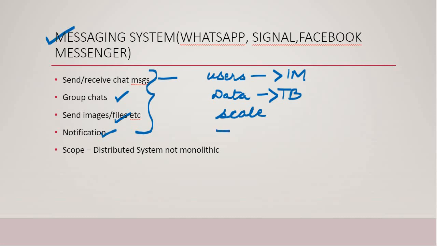Then there will be other factors like responsiveness. Minimum latency should be there when you are sending messages. Other factors like high availability. Whenever you open your chat window, you should always be able to see the messages. So these kinds of factors come into the picture. Of course, here monolithic will not work. We should go for a distributed approach or a microservice based architecture.